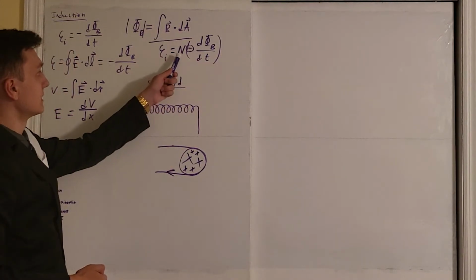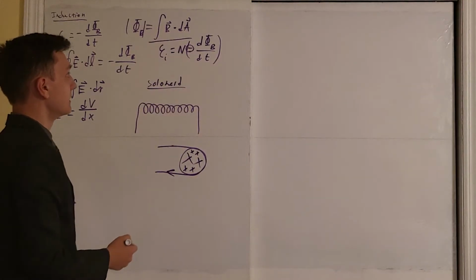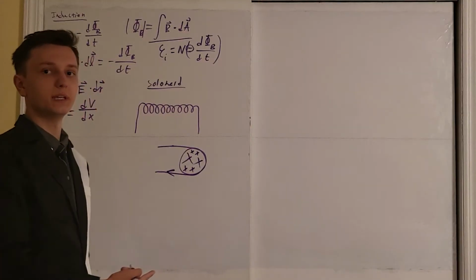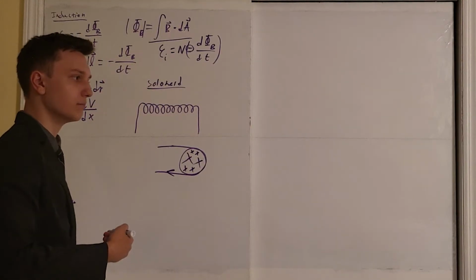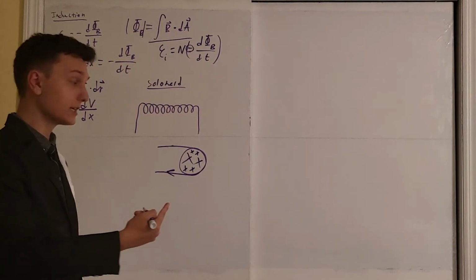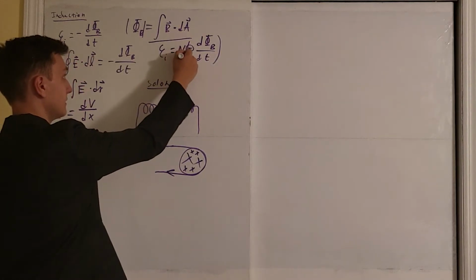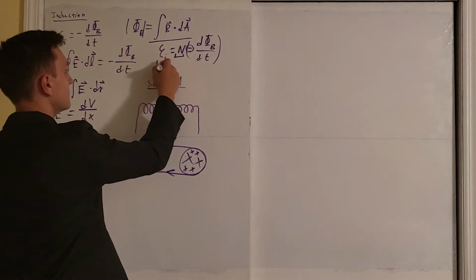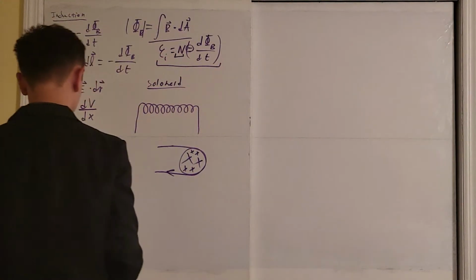And in the event that you're dealing with a solenoid, this induced EMF is done for each and every loop in the solenoid. That's why you have a multiplicative relationship when you're dealing with a solenoid. That's why the number of loops present is a factor in our equation, okay?